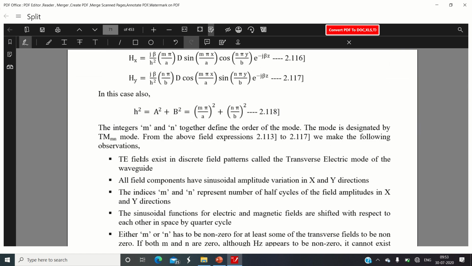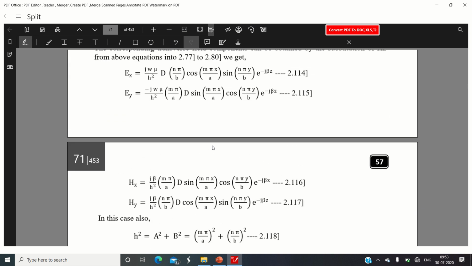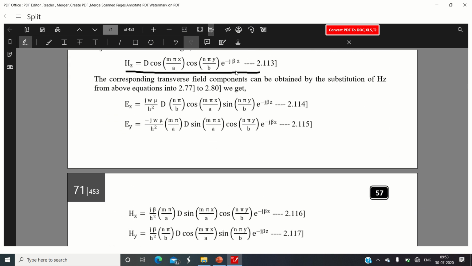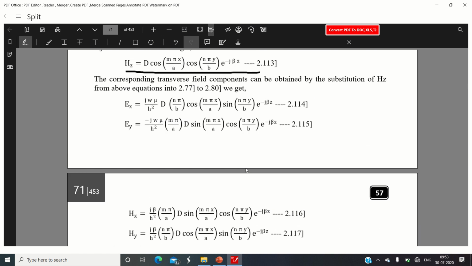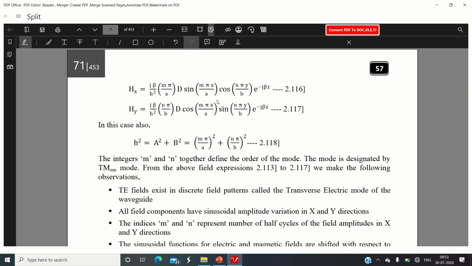Now again over here we will make certain observations. As usual, the right hand side of all these equations from 2.113 to 2.117 indicates that the field is going to vary sinusoidally, in a cosine way. The m and n here also indicate the number of half cycle variations of the field along the x direction and along the y direction. So this definition of the integers is the same in this mode also.